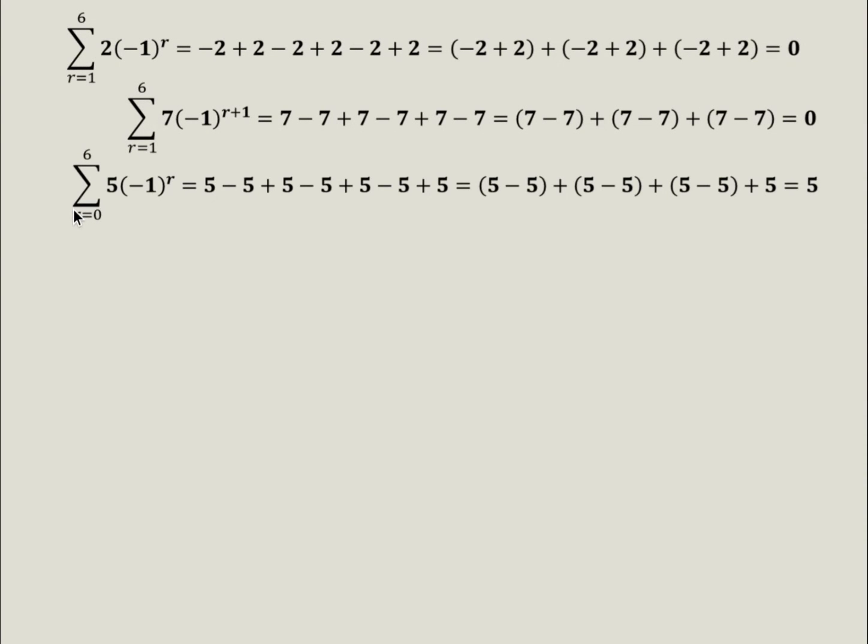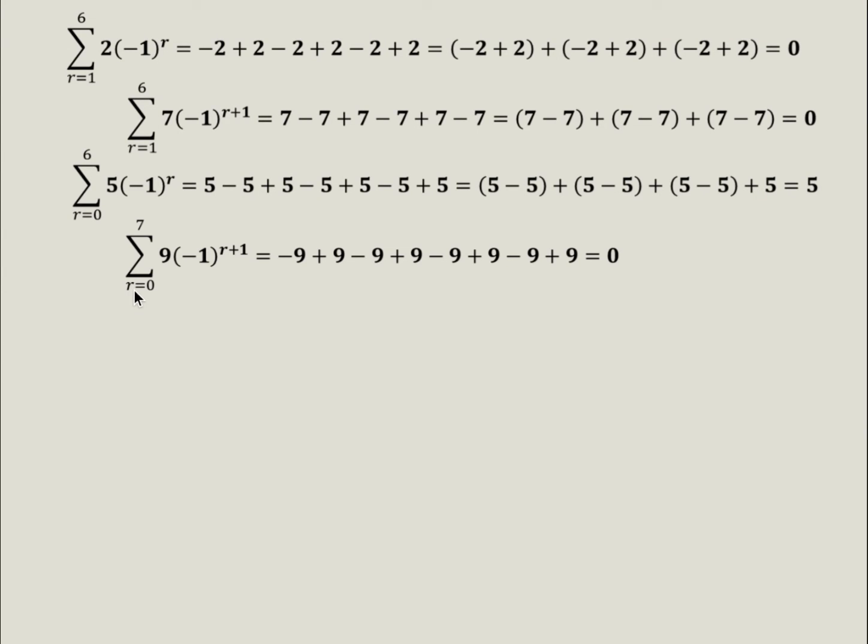Now we consider the cases that have odd numbers of terms, like summation from r equals 0 to 6 of 5 into negative 1 to the r. You would have 5 minus 5 plus 5 minus 5 plus 5 minus 5 plus 5. There are 6 minus 0 plus 1 terms. So there are 7 terms in that series, and you group them again. You would have 5 minus 5 plus 5 minus 5 plus 5 minus 5, and the last term would be unpaired, and that last term actually corresponds to the first term. So the sum of this series would be 5.